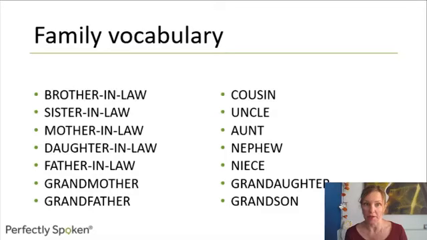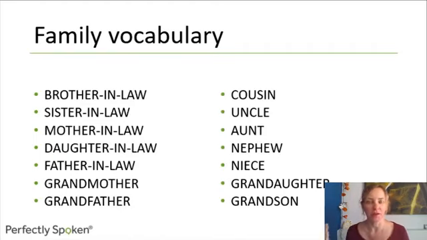Okay, so let's have a look what we have in the class for today. First of all, we're going to start with the vocabulary. Okay, so you can see here that I've got two columns of family vocabulary. Just to remind you of the pronunciation, I'll read it through. So we've got brother-in-law, sister-in-law, mother-in-law, daughter-in-law, father-in-law, grandmother.